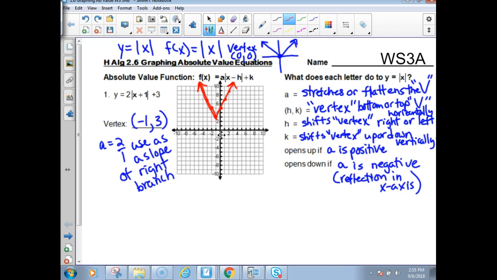Now notice the vertex, or the shift. Remember how I talked about H shifts it right or left? The normal vertex, which is normally at (0, 0) for the absolute value of x, we went left 1, up 3. Okay, so that's the shift. It would be left horizontally 1, up vertically 3. Okay, let's try some more.